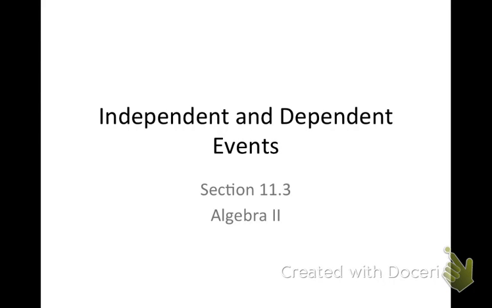Going to talk about independent and dependent events. So continuing on, talking about probability. Section 11.3, talking about independent and dependent events.